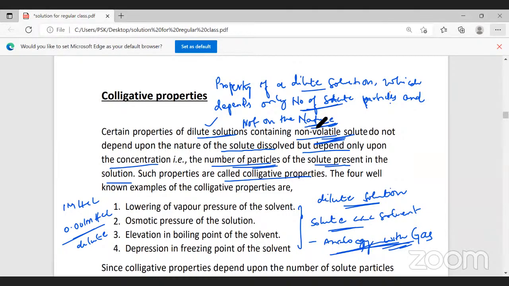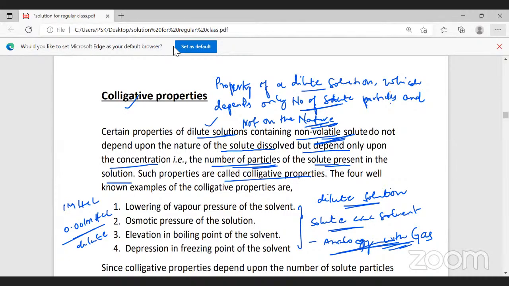It depends only on the number of solute particles, whether I have 10 particles or 20 particles. So any property which depends only on the number of solute particles, not on the nature of the solute particle, those properties are called colligative properties. What is a colligative property? Give some examples.